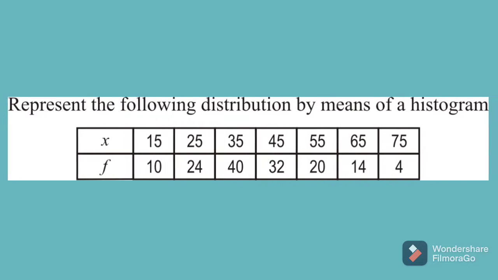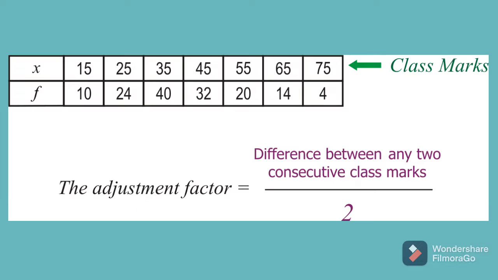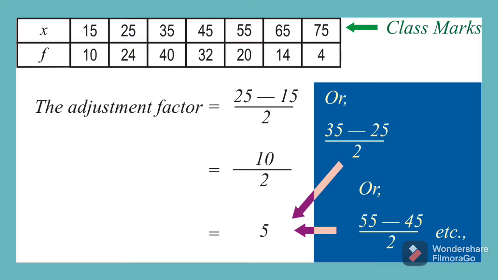This is our question. You can see the class marks are given only. From these class marks, we have to prepare the class intervals. The adjustment factor is calculated as any class mark minus its previous class mark, whole divided by 2. The calculation of the adjustment factor is shown here in more detail.